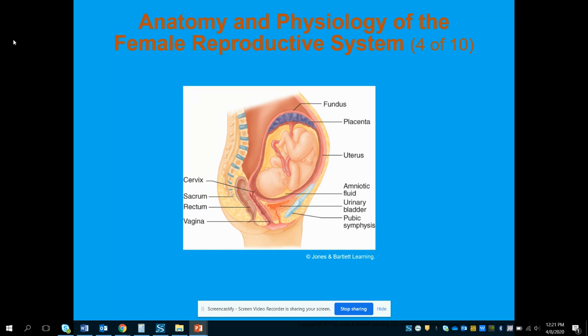Some other things that I want to point out to you here are the fundus and the placenta. You see those are up at the top portions there. Now wherever the egg implants is usually where the placenta begins to form. And so as we talk about placenta issues later on in this PowerPoint, I want you to keep that in mind. The placenta does not always grow at the top. Sometimes it could be on the side. And when it's down at the bottom covering the cervix, that's where we would have placenta previa, and that could be a life-threatening situation for the mom and the baby.